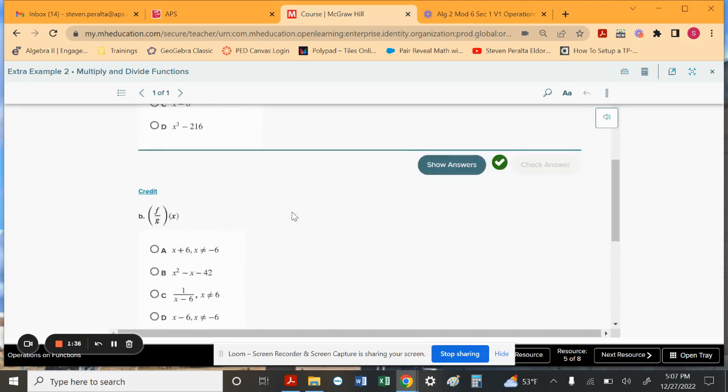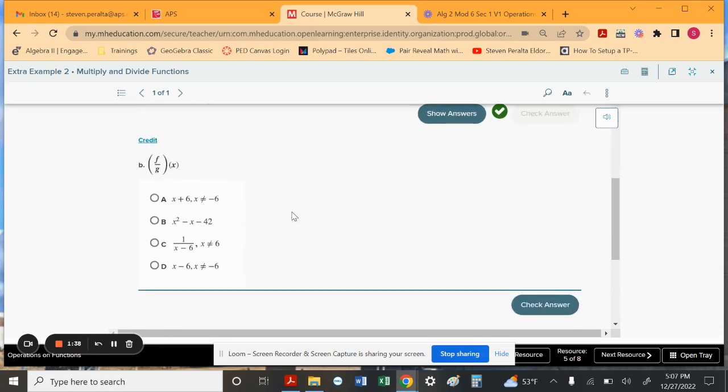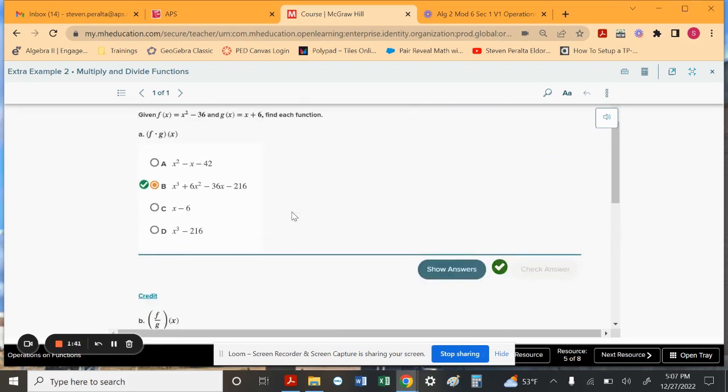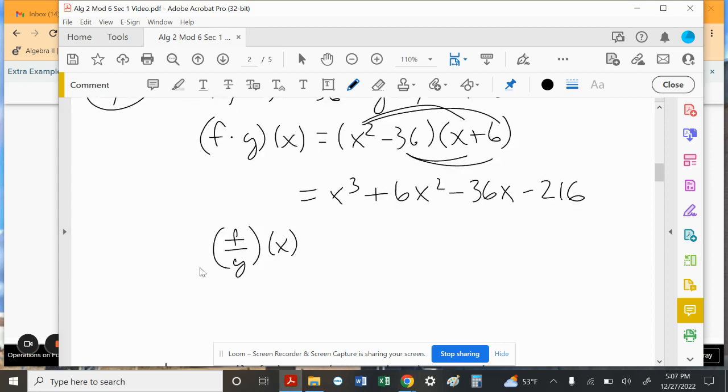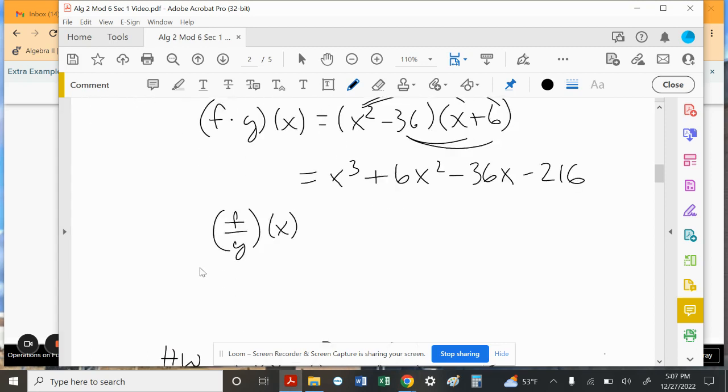Okay, so now the next one. So this one's a division. Now we're going to divide them. Notice we have our f of x and our g of x. So we're going to go ahead and divide them. We're going to have to do some special stuff here, and you'll see as I go through the problem what we're going to need to do. So we have our x squared minus 36 over x plus 6.